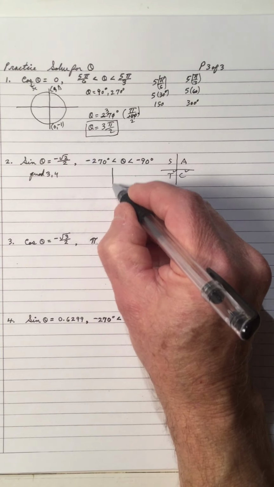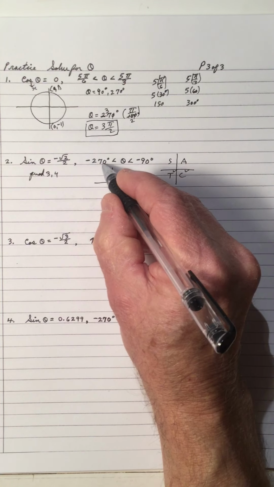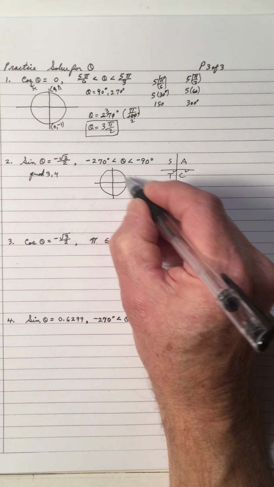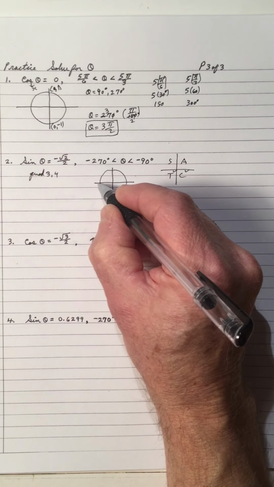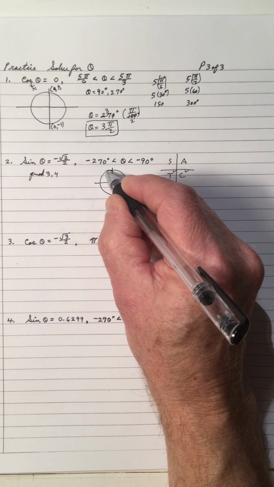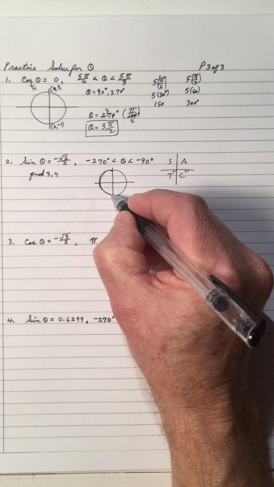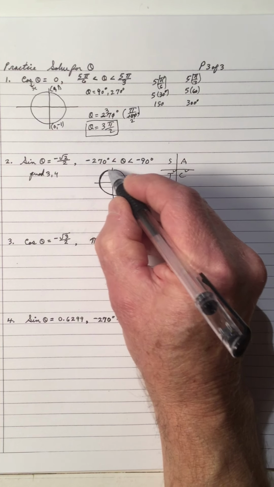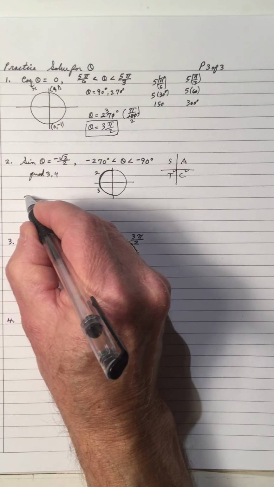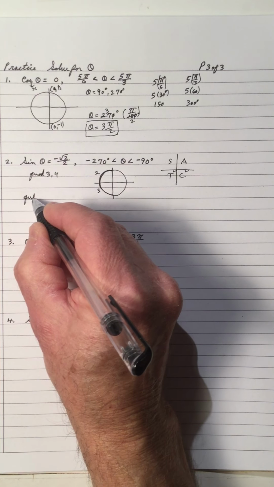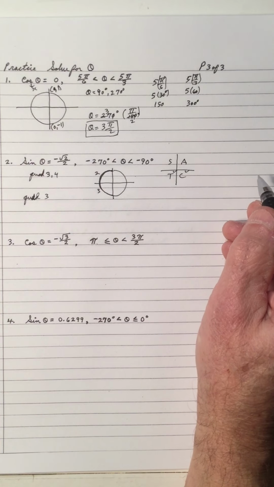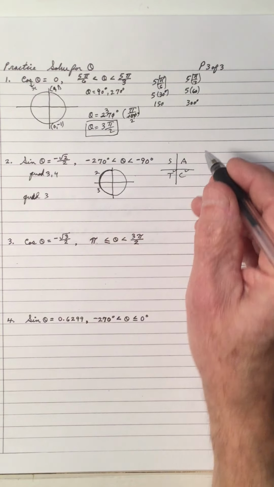But let's look at a negative 270. That's right here. Let's see. That's 0, negative 90, negative 180, negative 270. So that means you're between negative 270 and negative 90. So that's here. So that's quadrant 2 and 3. Again, the common quadrant is 3. So the answer has to come out in quadrant 3.